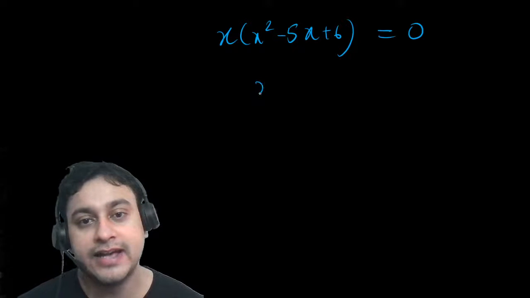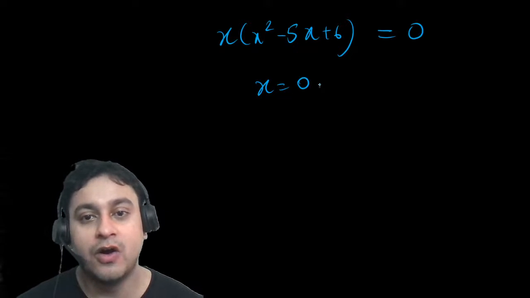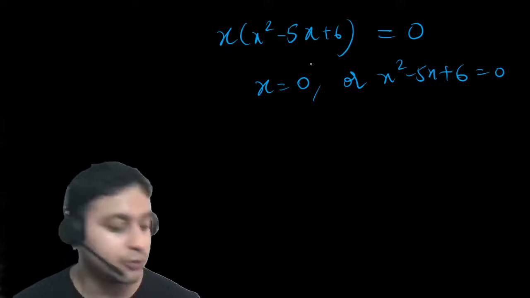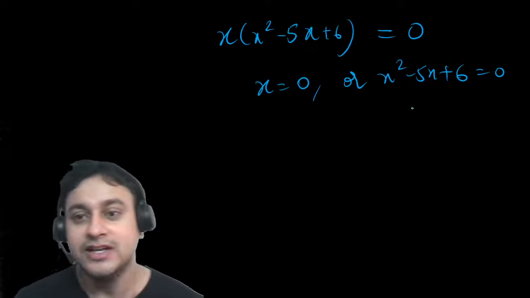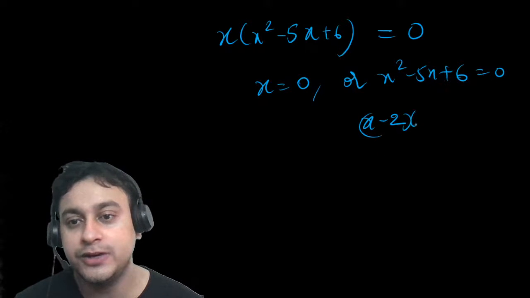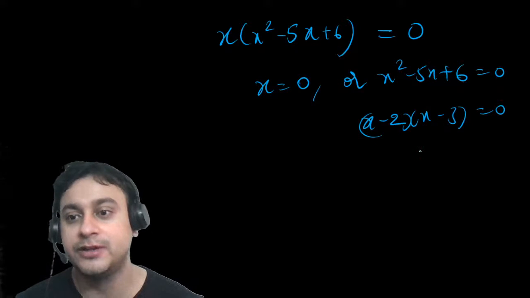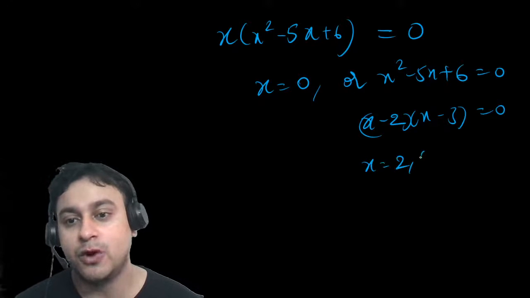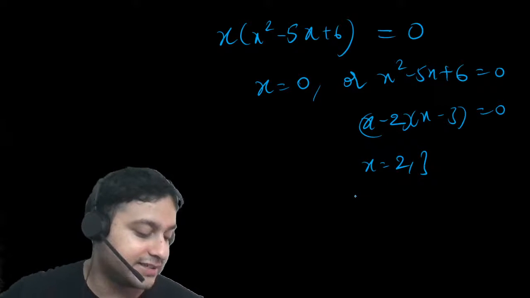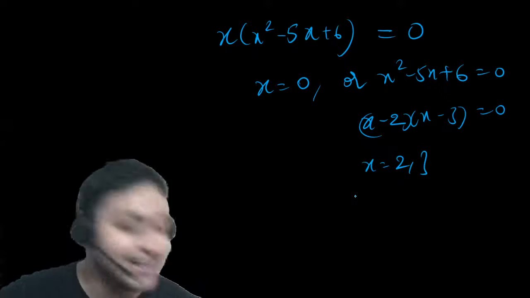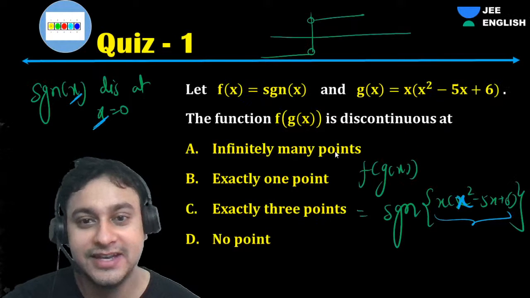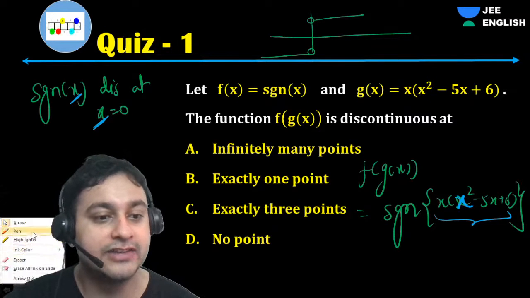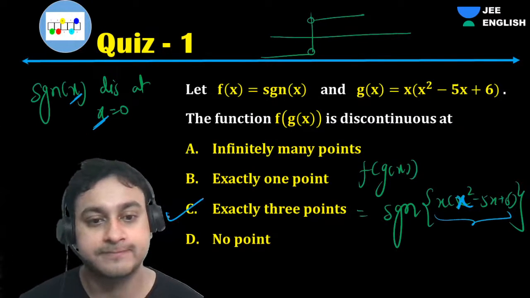So we'll say that x equals 0, or x square minus 5x plus 6 equals 0. Product of two things is 0, either the first is 0 or the second is 0. If you factorize, you will get (x minus 2) into (x minus 3) equals 0, so x equals 2 or 3. So this function will be discontinuous at 2, 3 and 0, that is, at exactly 3 points.